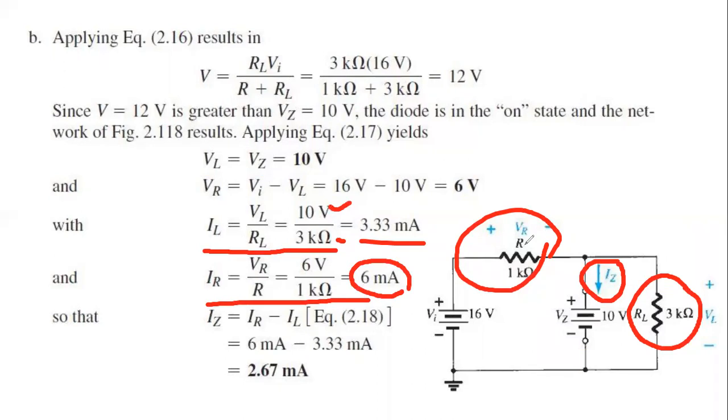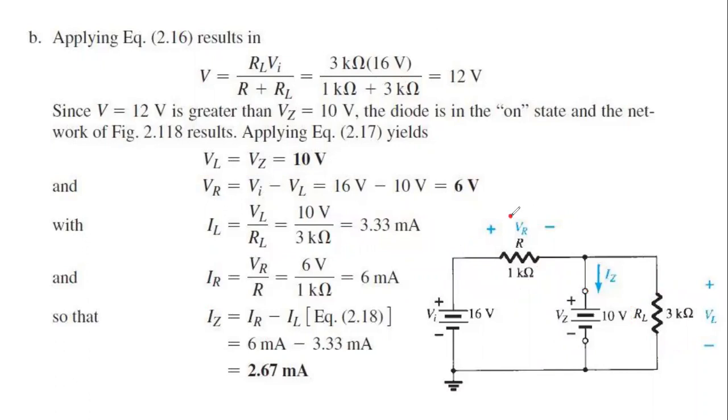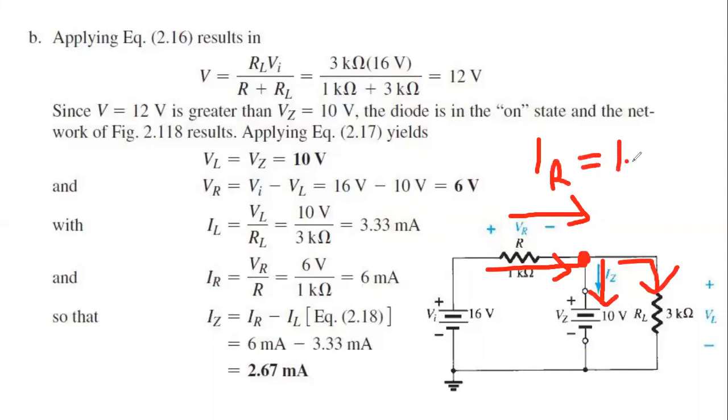And we all know from KCL that incoming current equals the summation of outgoing current. So IR is going here and dividing into two sides. One is IZ, the other one is IL. The incoming current in this node equals the summation of outgoing current. So IR equals IZ plus IL.